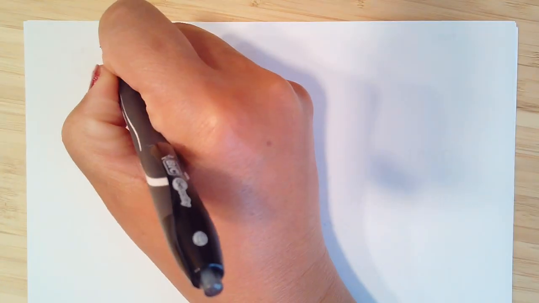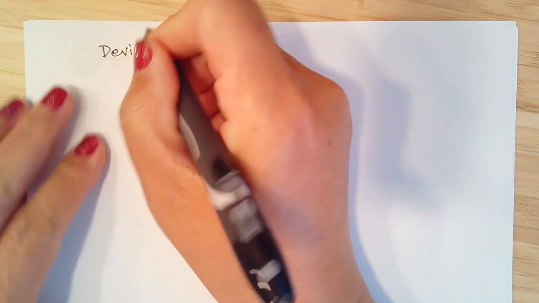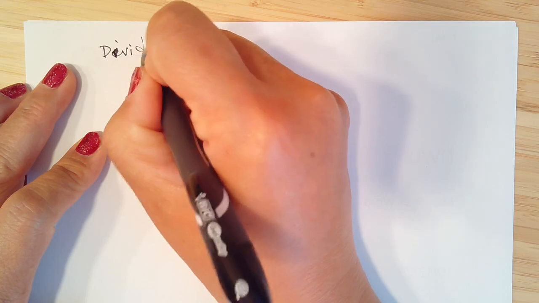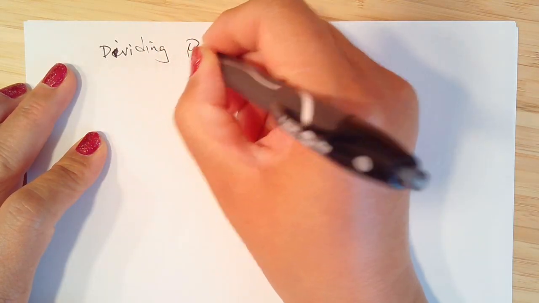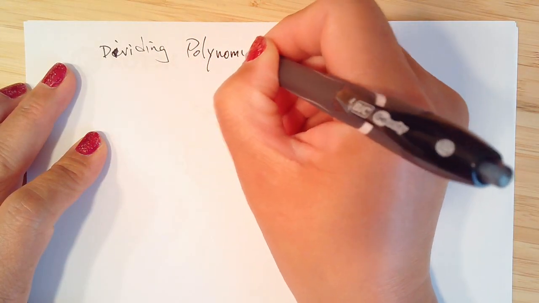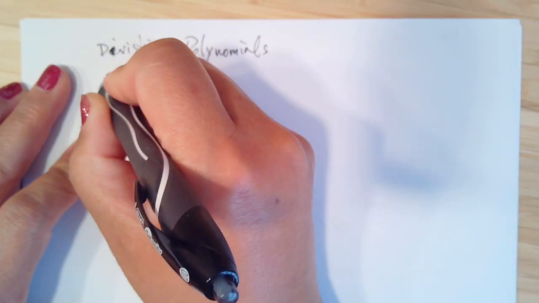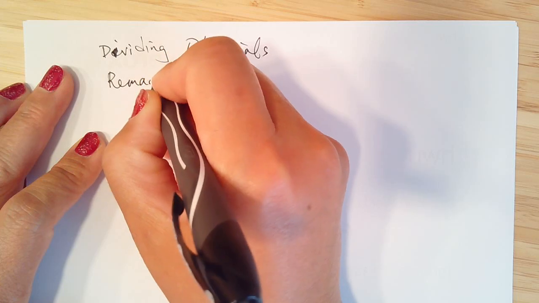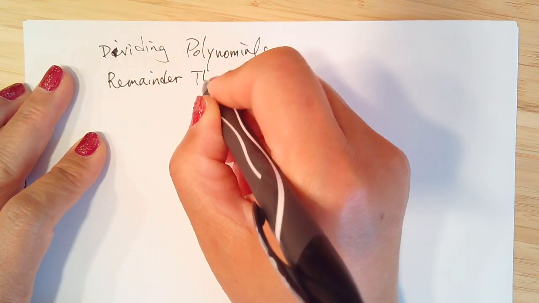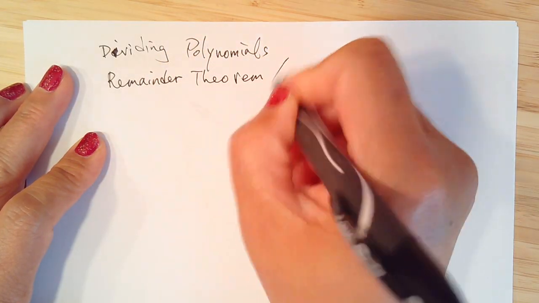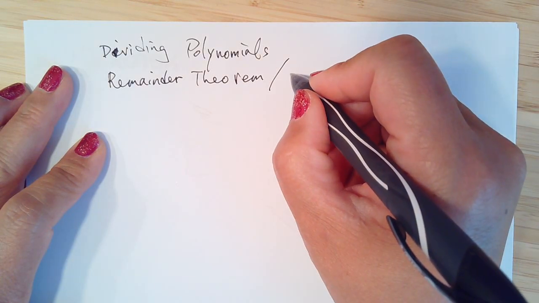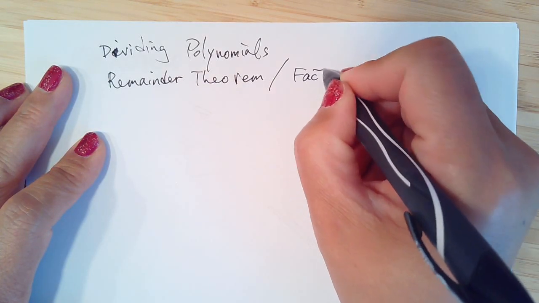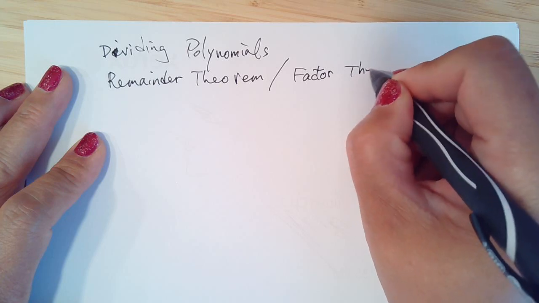Okay, now here is going to be a pretty short section where you talk about dividing polynomials, and then we're going to learn the remainder theorem, and we're going to learn the factor theorem. They pretty much talk about the same thing.